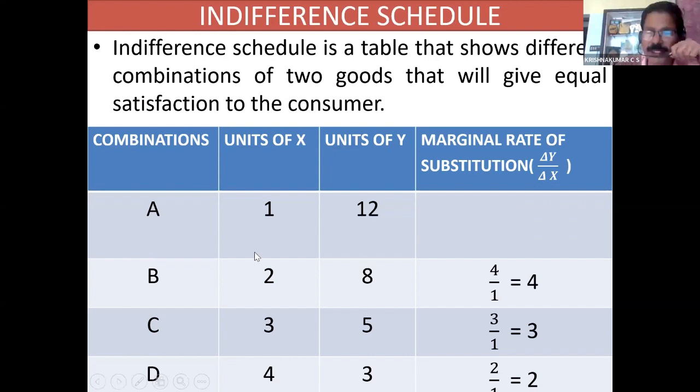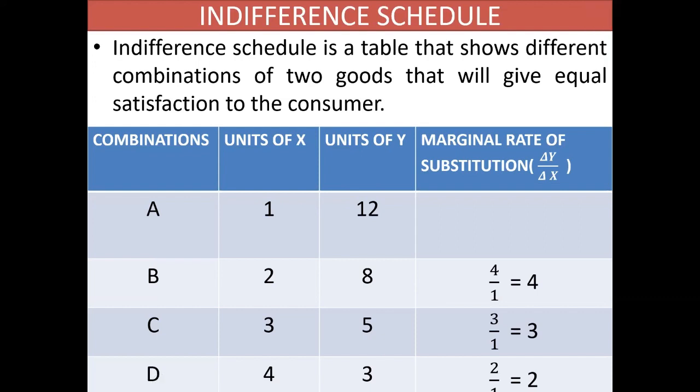Look at this schedule. Here you can see to increase 1 unit of X, 4 units of Y had to be sacrificed. So MRS is 4. Here to increase 1 unit, only 3 units are sacrificed. So MRS is 3. Here to increase 1 unit, only 2 units are sacrificed. So MRS is 2. So we say that MRS keeps on falling. Can you tell me why?